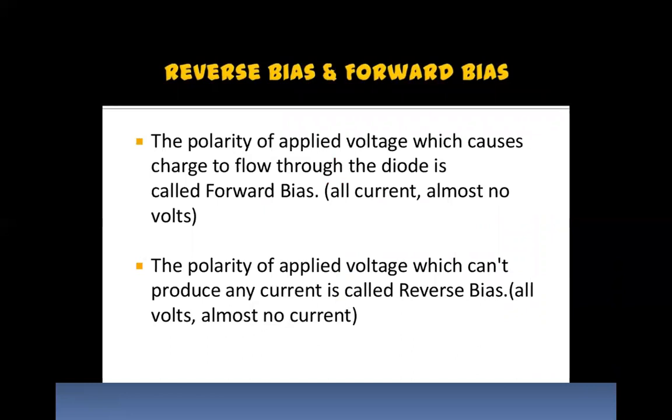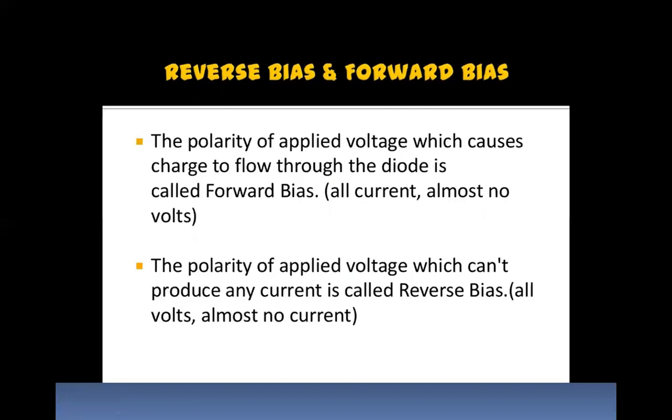Once again, we repeat the same thing. The polarity of applied voltage which causes charge to flow through the diode is called forward bias. Charge to flow means it is allowing the current to flow in the circuit. The polarity of applied voltage which can't produce any current is called reverse bias mode or reverse bias condition. So here, once again, I will repeat the forward and reverse bias. In the case of forward bias, we measure a current through a milliammeter, 10 to the power of -3 amps, whereas we also measure a current in the case of reverse bias.